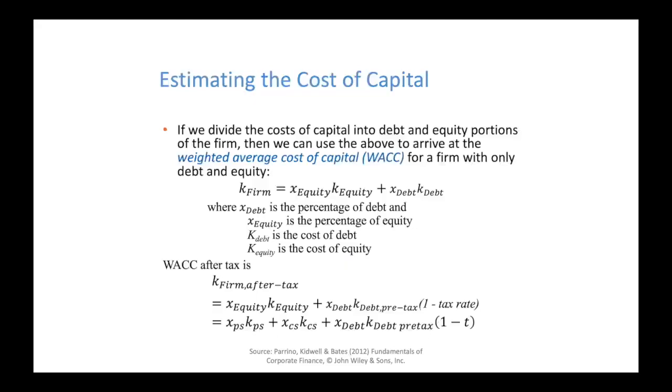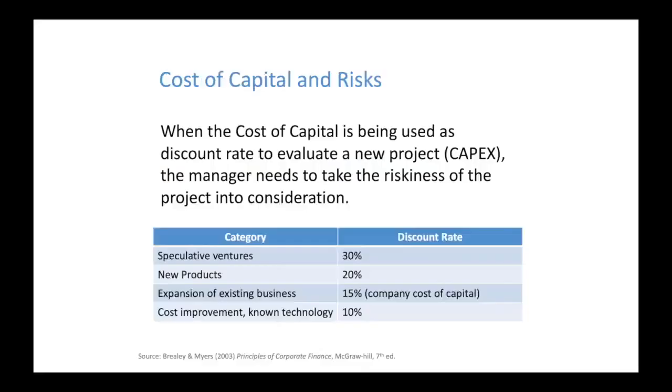Estimating the cost of capital. If we divide the cost of capital into debt and equity portions of the firm, then we can use the appropriate formula to arrive at the weighted average cost of capital. Cost of capital and risk. When the cost of capital is being used as a discount rate to evaluate a new project, the manager needs to take the riskiness of the project into consideration.